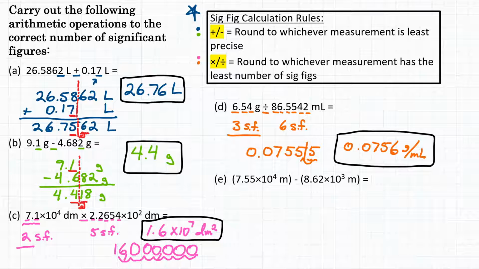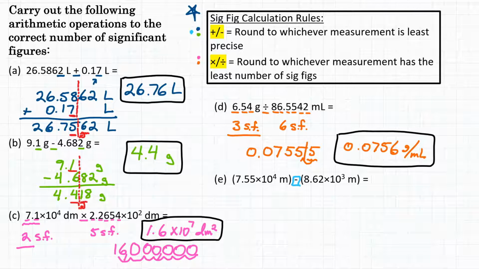We have 7.55 times 10 to the 4th meters, and that's in parentheses, minus 8.62 times 10 to the 3rd meters. So we have some multiplication in here, but that's just from the numbers that are in scientific notation. This is really a subtraction problem. So we're going to be looking at our addition subtraction rules, and we need to round to whichever measurement is least precise. Now for question E, our measurements are in scientific notation.